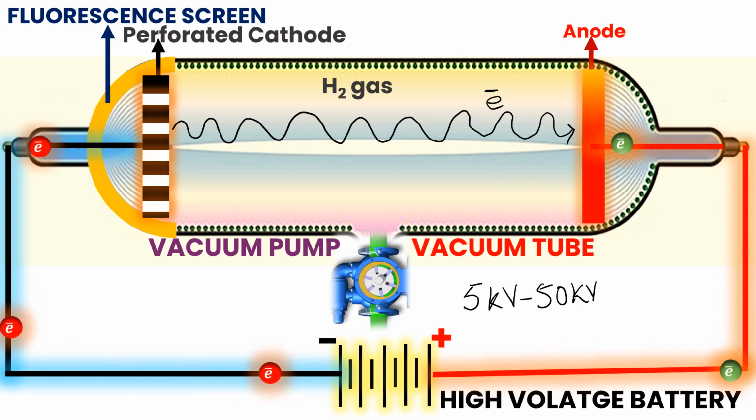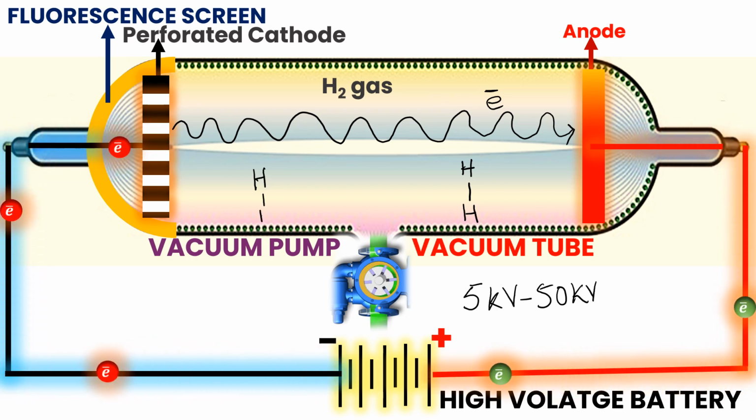Now, since Goldstein used hydrogen gas inside the cathode ray tube, keep in mind that hydrogen gas is always present in diatomic form, where two hydrogen atoms are present. It is present in the form of H2. It will never be present in the form of H. The bonding between the hydrogen atoms is covalent bonding. So there will be a large amount of hydrogen molecules inside the cathode ray tube.